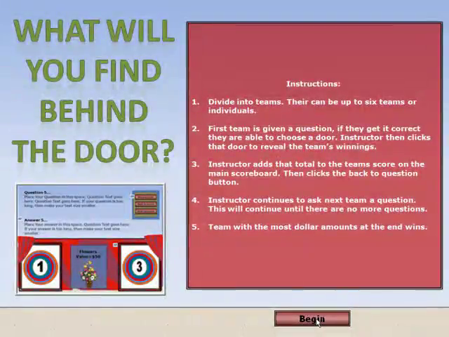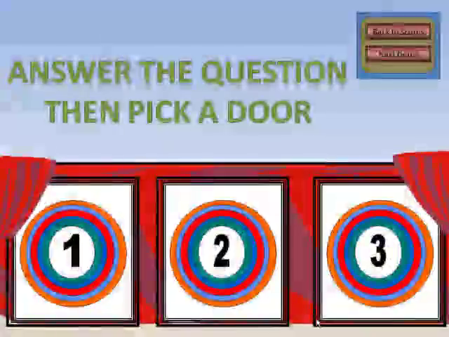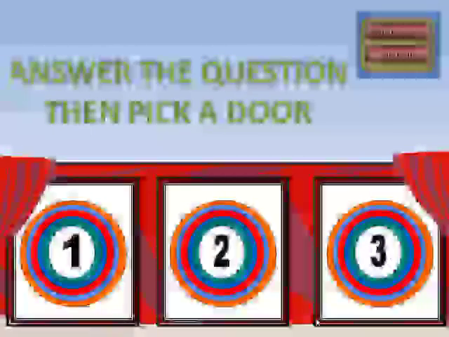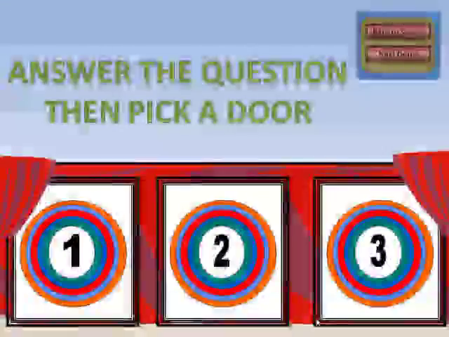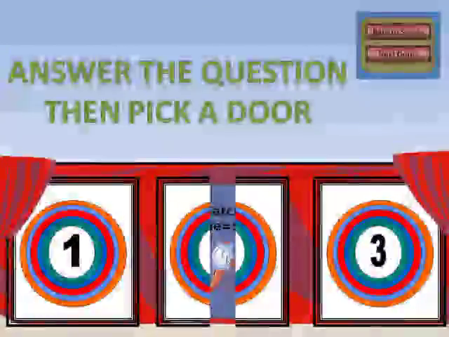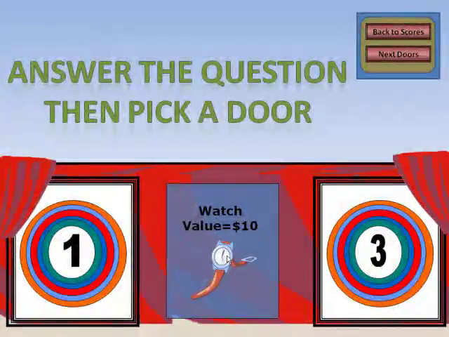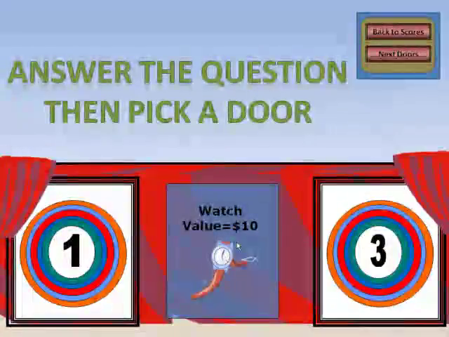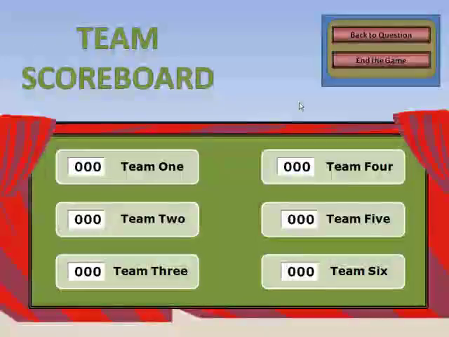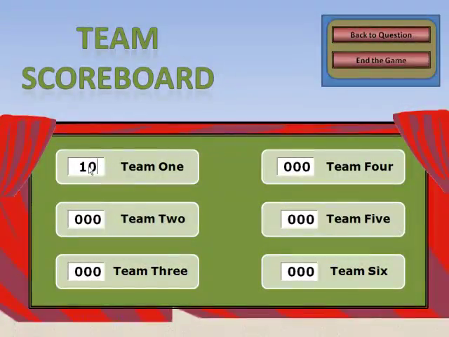I'm going to click the begin button. First here, the instructor now has in their hand their review questions, their vocabulary quiz, whatever, and they ask the first team a question. That team gets the question right, and they request door number 2. So the instructor would click on door number 2. Here they find that they have been awarded a watch worth $10. So now up in the upper right, the instructor would click back to scores, and they would provide team 1 with 10 points or $10.